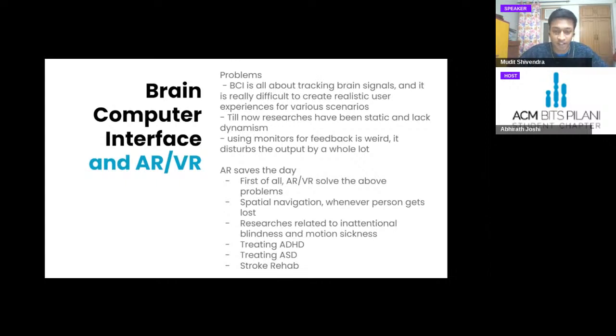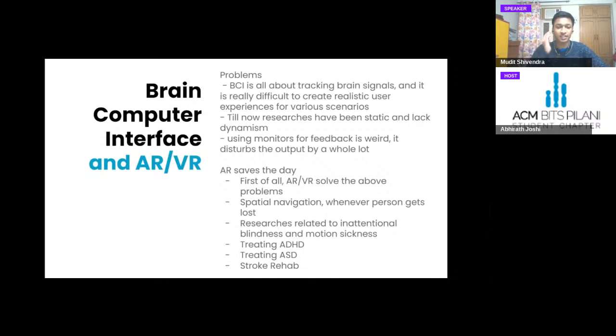So AR is here to save the day. With ARVR, we can solve all these problems. People can use high computational AR headsets and other haptic sensors along with them to actually create more realistic scenarios and add dynamism. And for the monitor problem, just like what I said about the GPS thing, you don't need to switch your view, and you don't need to get disturbed. You can just keep on viewing something and you'll get the directions in front of your eyes itself. So that is a savior.